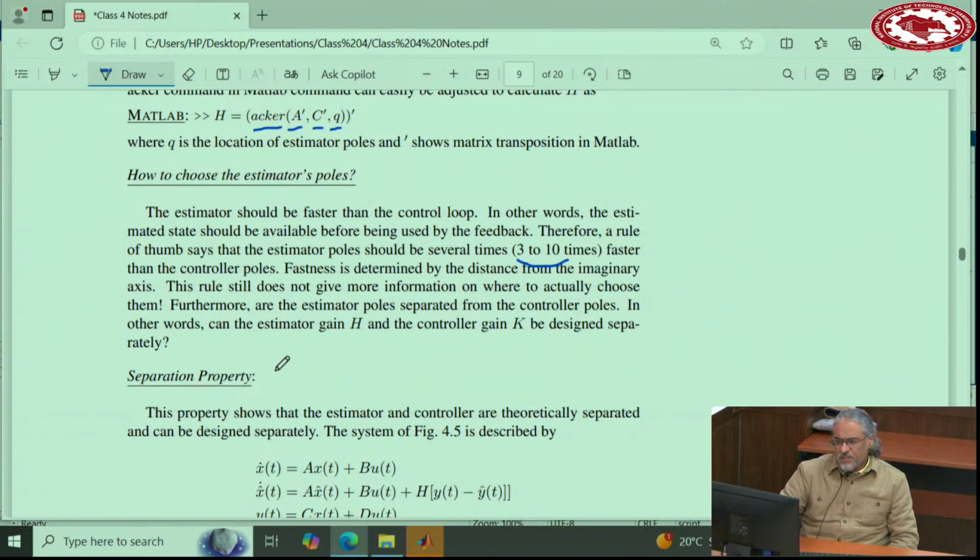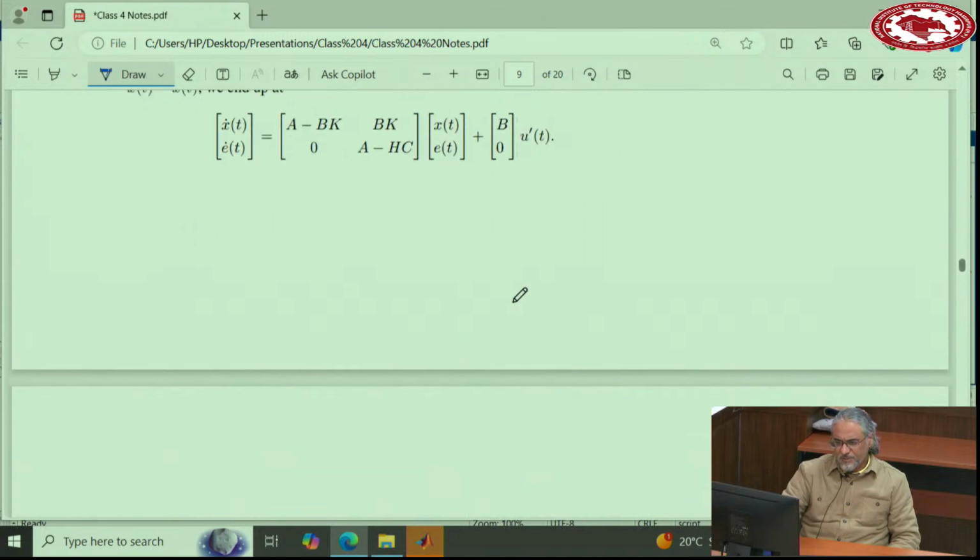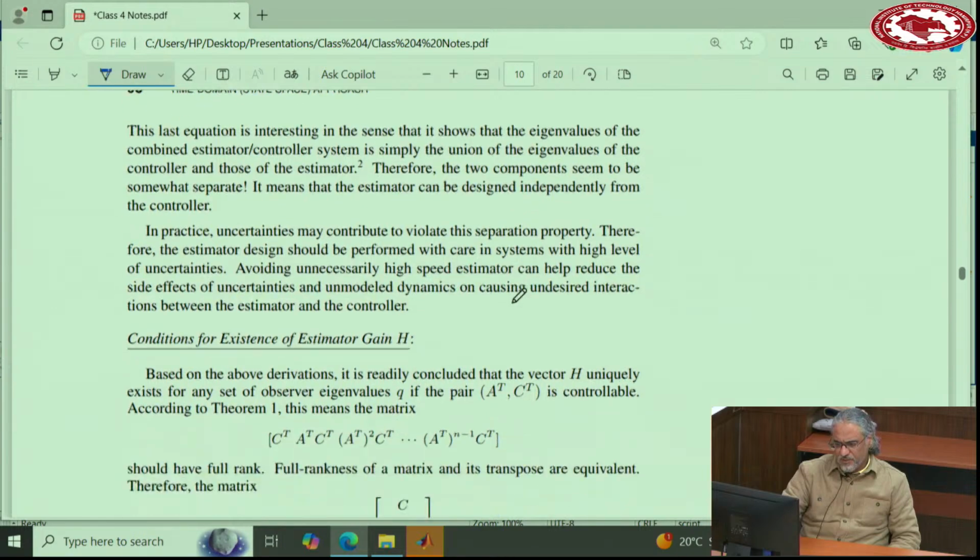This is the separation property. I'm not going to prove it. It's not absolutely necessary, but it proves that, and you already kind of see here, that if you design K and H separately, it is correct, no problem. In other words, you are not violating anything. K and H, you can design them separately. The design of K and H is separate. So you can read through the proofs. I don't want to take the time of the class with the equations too much.